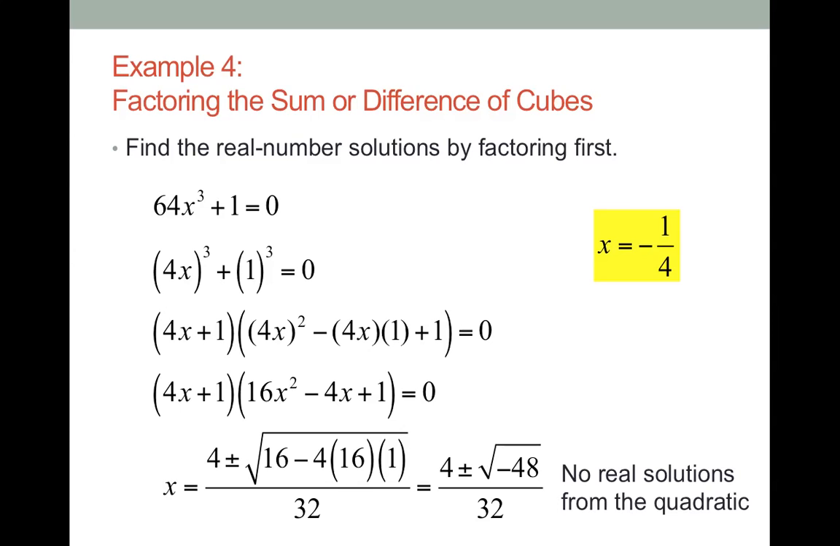That is pretty much always going to happen, that the quadratic factor that you get from using the sum or difference of cubes pattern is going to be a quadratic that does not give you real solutions. So if you are specifically being asked for real number solutions and you've done your factoring into your binomial times your trinomial, you only need to use that binomial linear factor to get your actual solution, because the trinomial quadratic is not going to give you real number solutions. Okay?